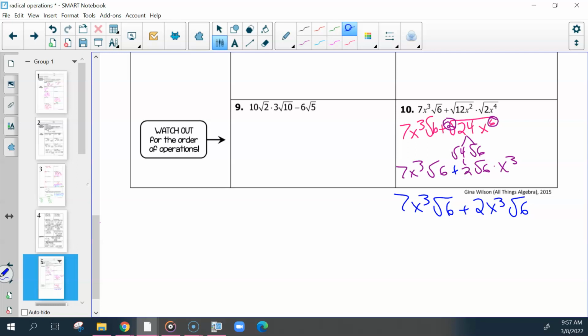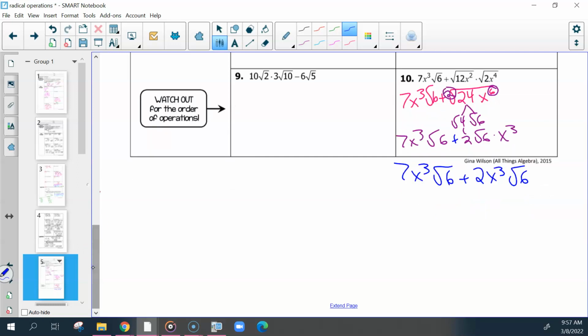Now in order to combine these, they have to have the same radicand. With variables, they have to be the same variable, and they have to have the same exponent. So if all of that applies, then we can combine these. If this was x squared and this was x to the 3rd, we could not combine these. But because they are the same, we can. So if we were to combine these two, what would our simplified answer be? 9x to the 3rd times the square root of 6. Because at that point, you're just combining like terms.